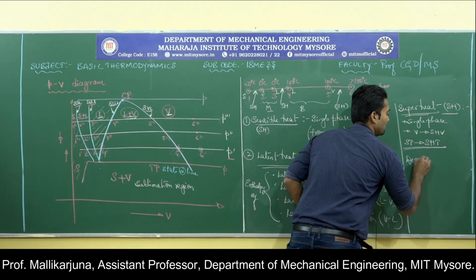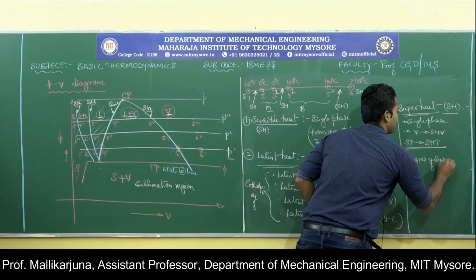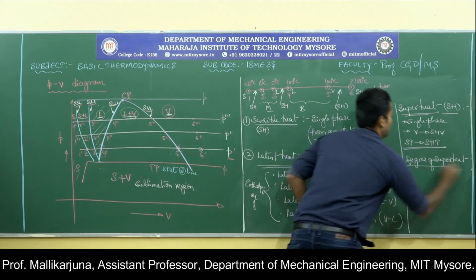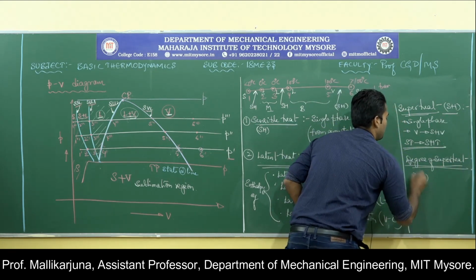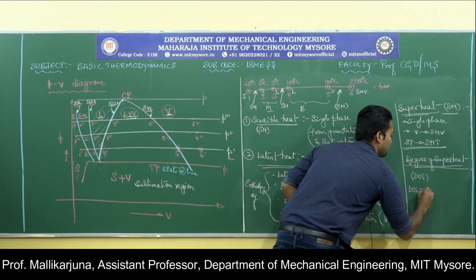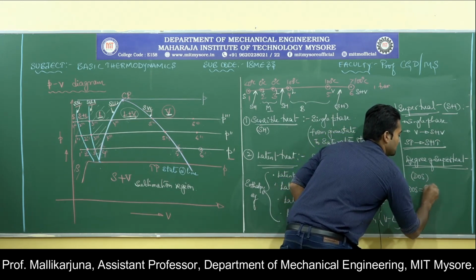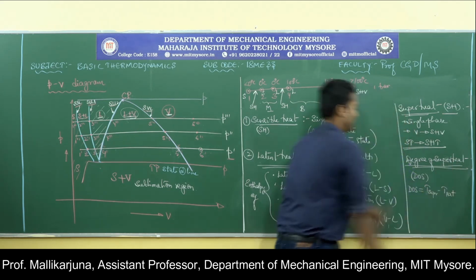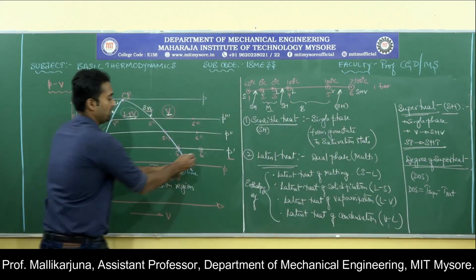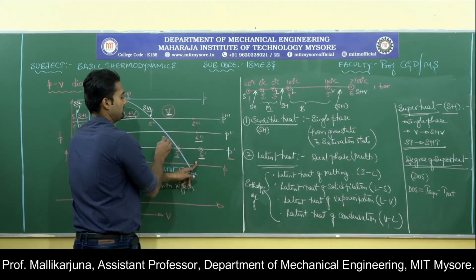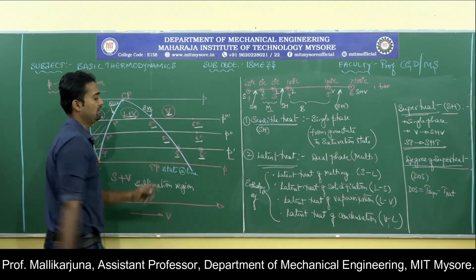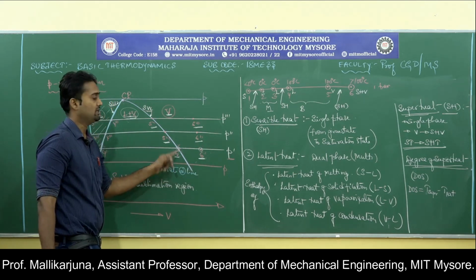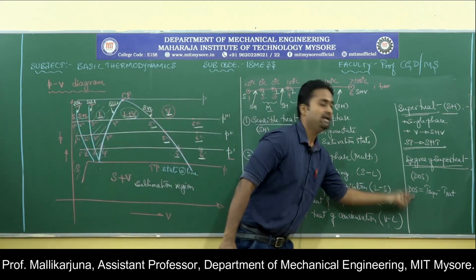And the last thing is degree of superheat. One more term we are left with, degree of superheat. In short form you can call it DOS. This DOS, degree of superheat, is nothing but the difference in temperatures: temperature superheated minus saturation. I hope it is very clear now. Here it is 6 dash, 5 dash, 6 double dash, 5 double dash, 6 triple dash, 5 triple dash.